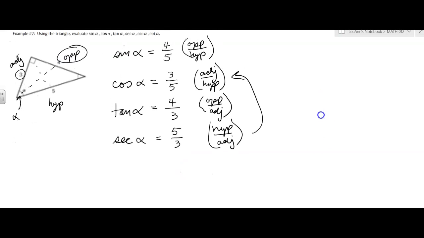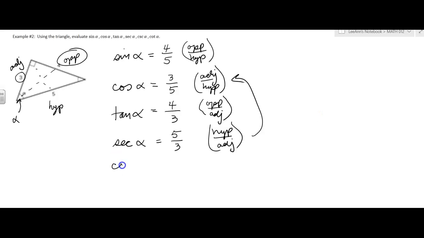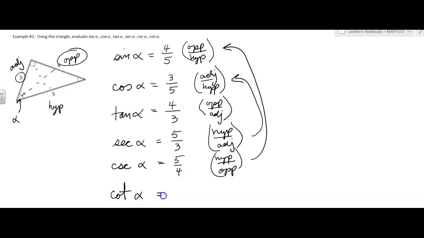And then we're going to do cosecant of alpha, which is going to be the reciprocal of sine. So it's going to be hypotenuse over opposite, or 5 over 4. And then we have to do cotangent of alpha, which is the reciprocal of tangent. So that's going to be adjacent over opposite. I'm sorry, opposite. And that's going to be 3 over 4.